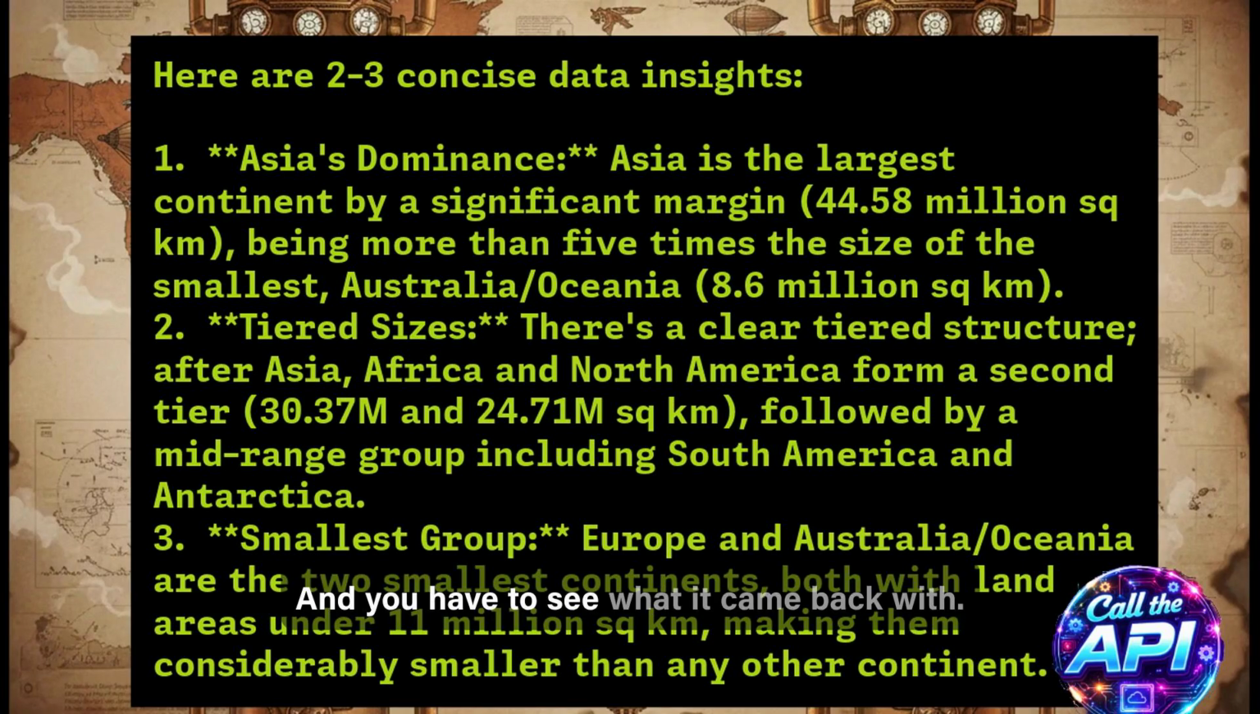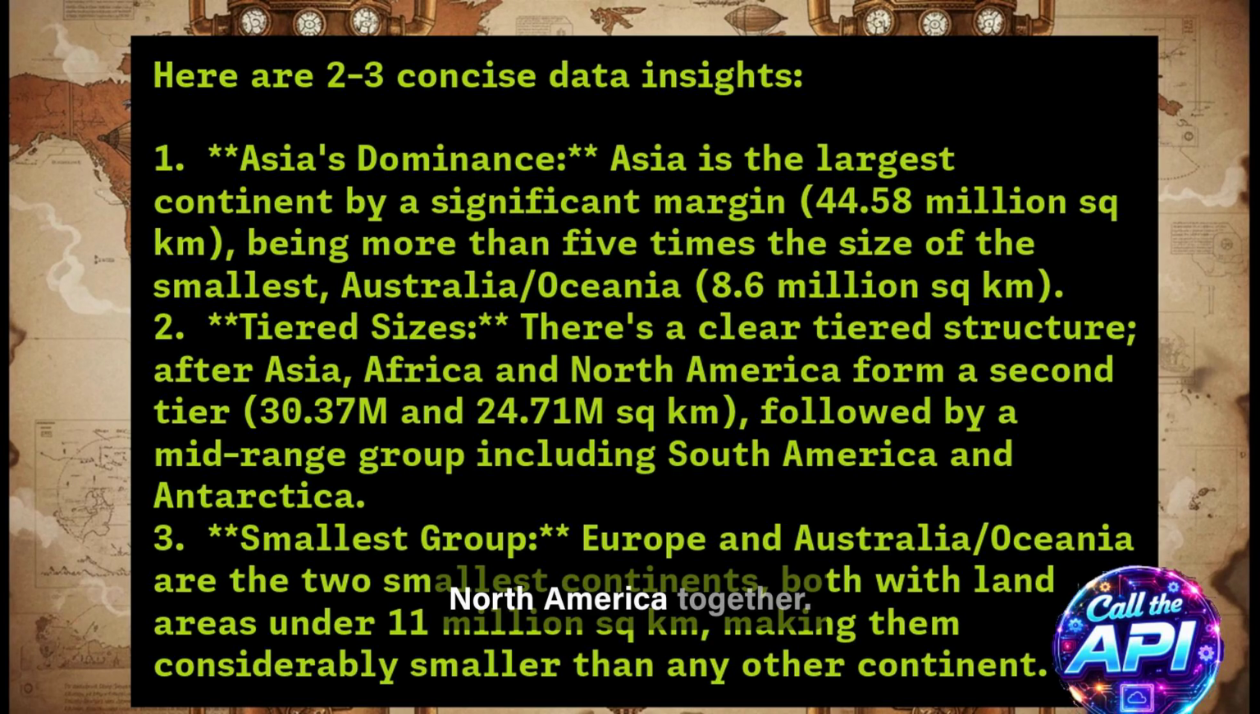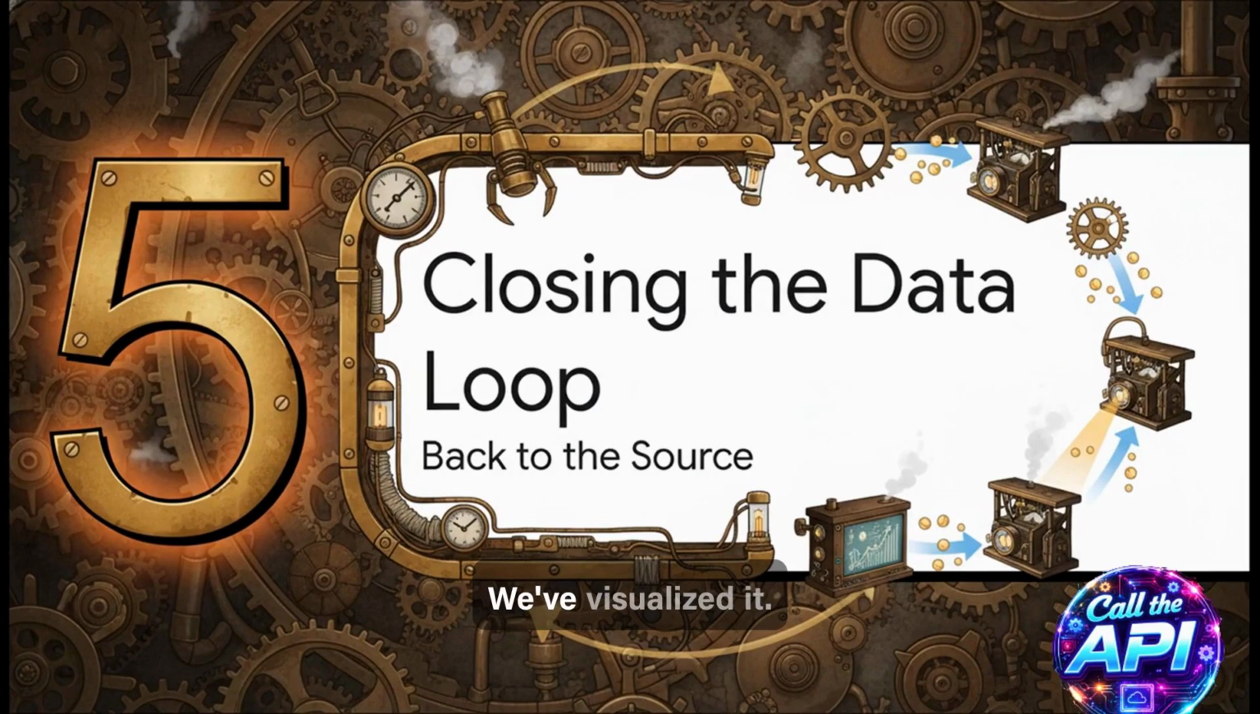And you have to see what it came back with. It's not just spitting out facts, it's spotting patterns. It immediately points out how dominant Asia is, but then it finds this tiered structure, grouping Africa and North America together. That's a genuine insight, and it was found automatically. So we've come a long way. We've grabbed data, we've cleaned it, we've visualized it, we've had an AI analyze it.